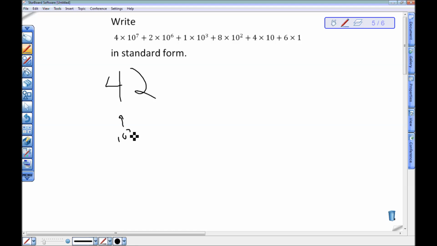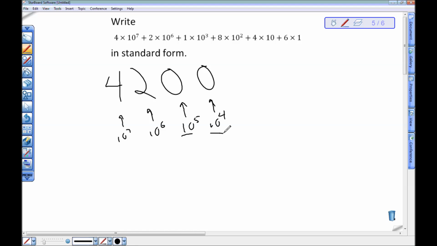So this is my 10 to the 7th spot. This is my 10 to the 6th spot. And then whoever wrote this out in expanded form didn't tell me what was in the 10 to the 5th or the 10 to the 4th spots, so those must have been zeros. For that number to be correct, if it's missing the 10 to the 5th and the 10 to the 4th spots, there must be zeros there.